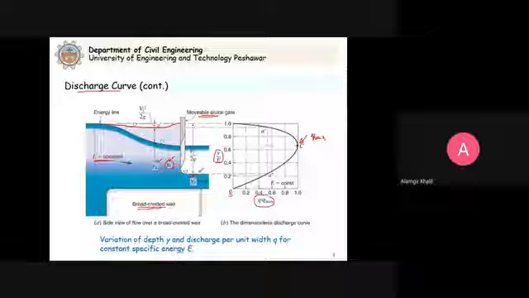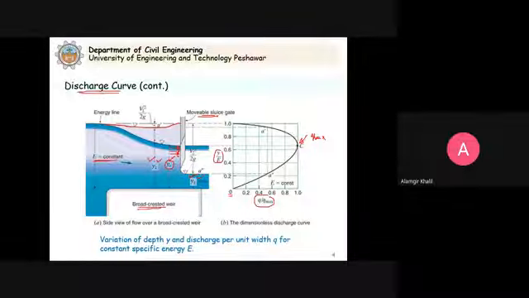Now in this case, you can see that as long as this water strikes this gate, the depth upstream here will be the subcritical depth, and the depth downstream, below this gate, will be the supercritical depth. That's why you can see here this discharge curve in this figure, that we can draw by keeping the specific energy constant. So this is the discharge curve.